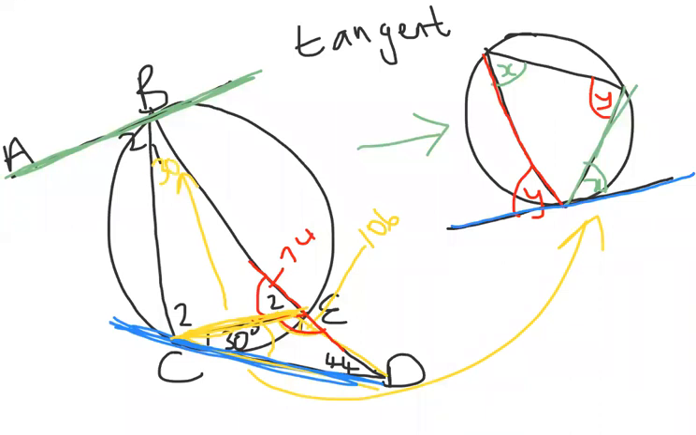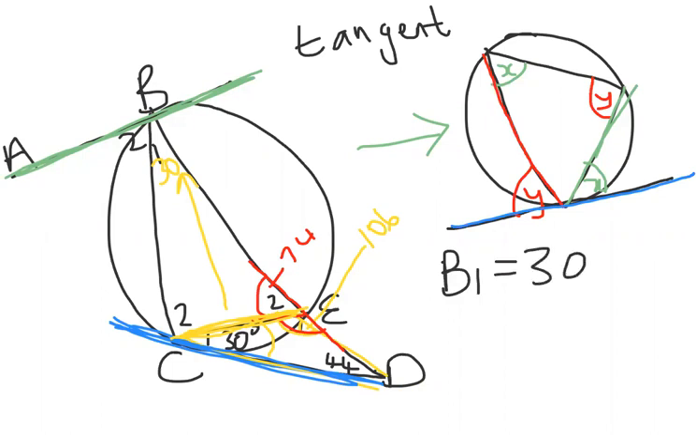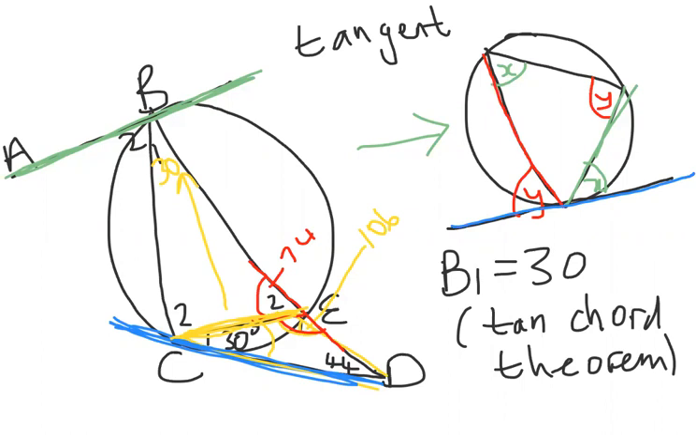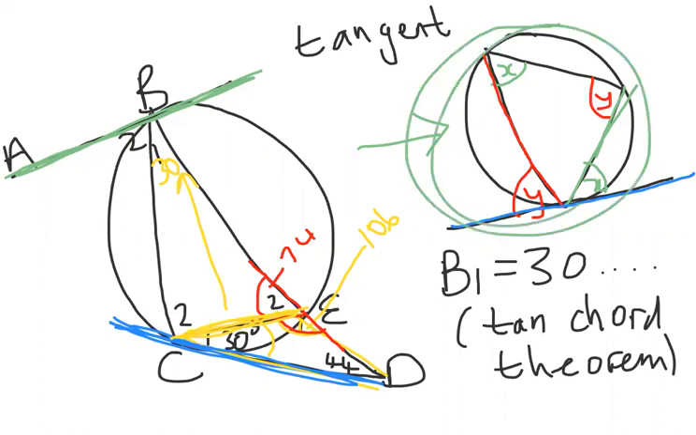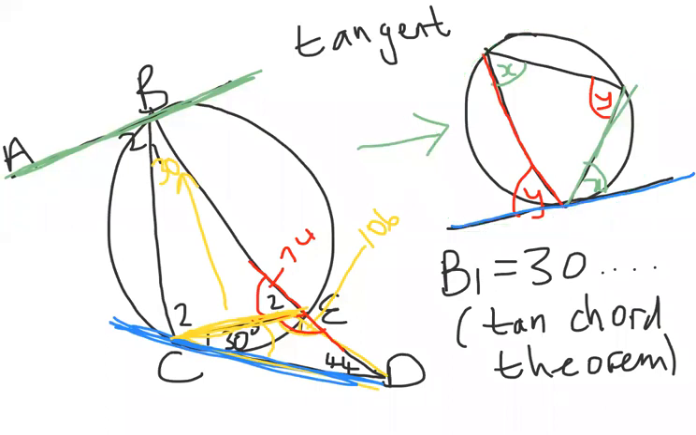And the rule that we put down, you're going to write it now. We just say B1 equals 30, and the rule is just tangent chord theorem. That's the only thing we need to write next to it. I always write it next to it, I just don't have space now. And the tangent chord theorem is this here that we did, that we're showing. Okay, so now we have B1.